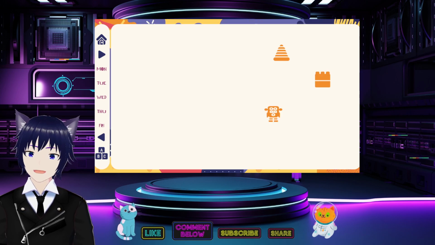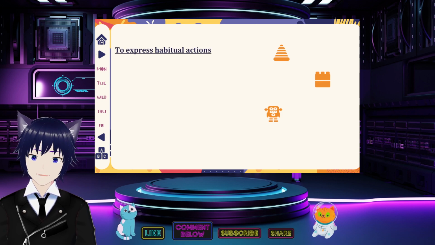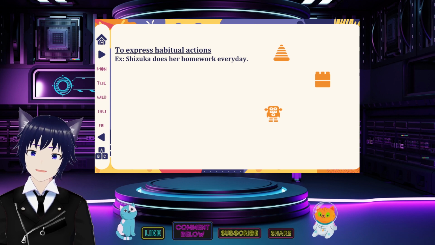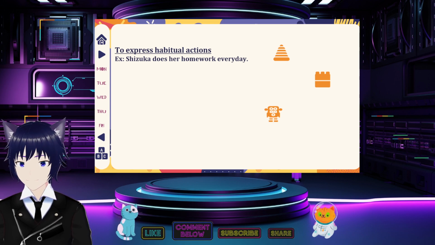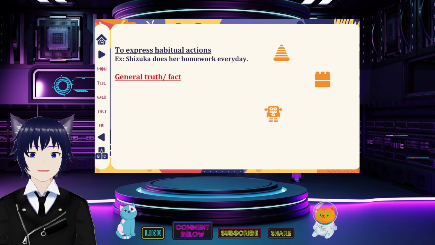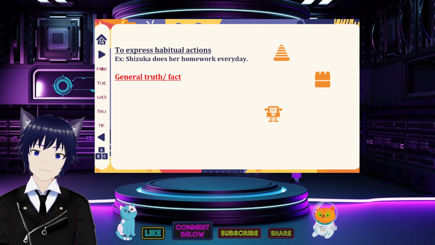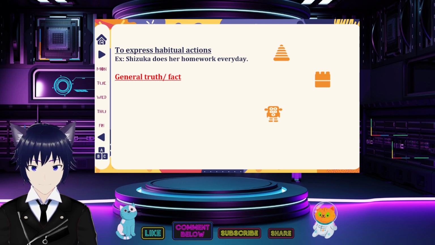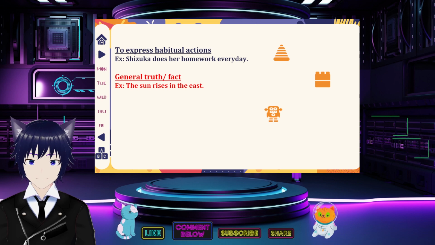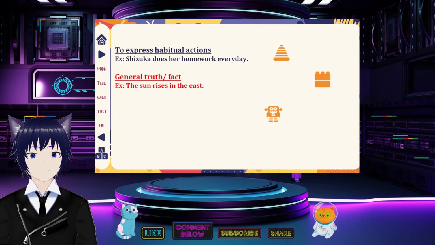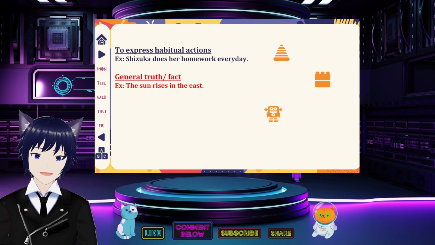We can use simple present to express habitual actions. For example, Shizuka does her homework every day. This is a habit. We also can use the simple present to tell about general truth or fact. For example, the sun rises in the east. This is a general truth. You can also state the scientific fact in here.